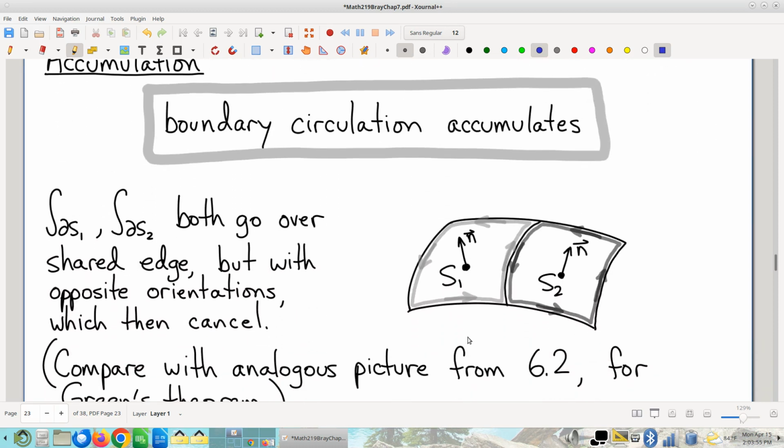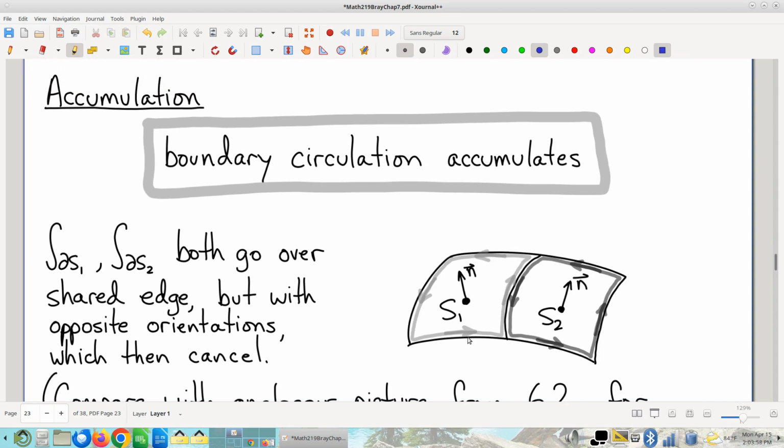All right, next, I claim boundary circulation accumulates. By the way, flashbacks to Green's theorem. When we were talking about Green's theorem, we were talking about a two-dimensional region with a boundary curve. Now we're talking about a two-dimensional surface with a boundary curve. Just like with Green's theorem, following the pattern, we're going to be looking at boundary circulation. So take your surface, look at the boundary, compute the circulation around that boundary. I claim that we're going to have an accumulating quantity. And the reason why is morally equivalent to what we saw in the Green's theorem context.